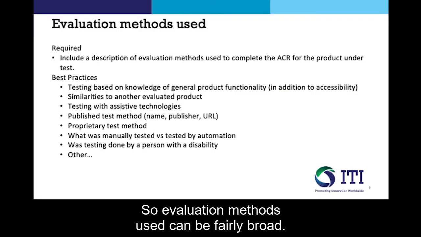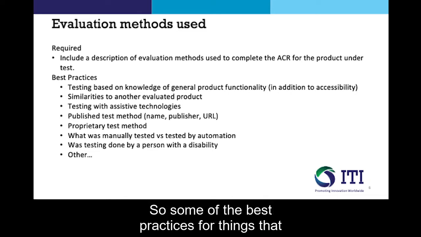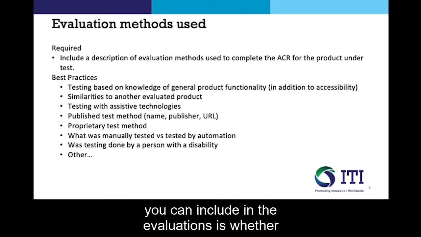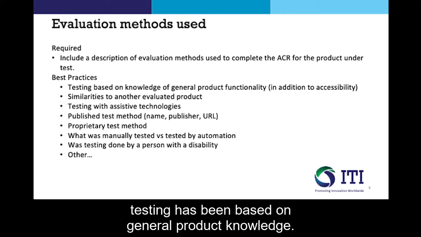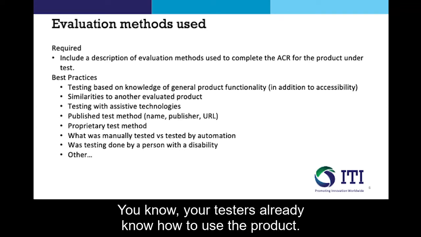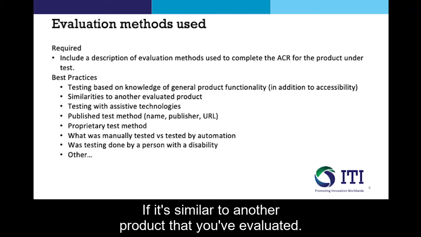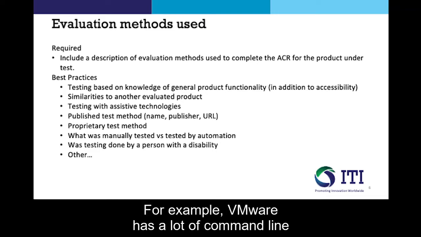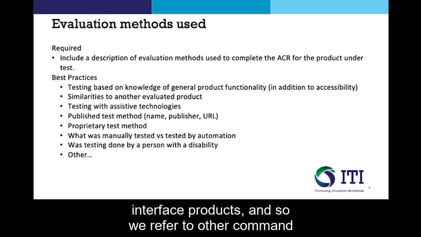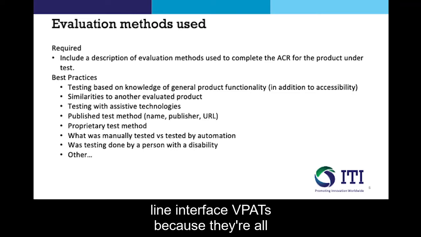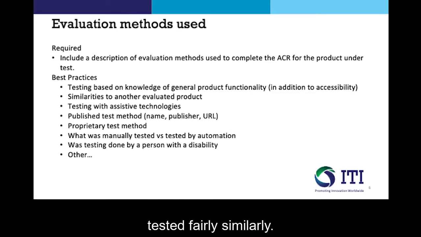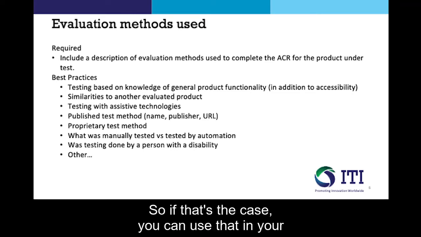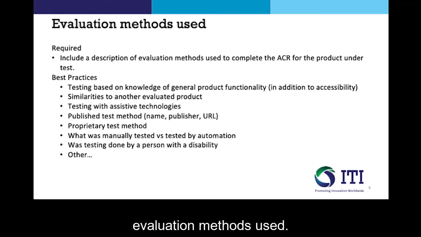So evaluation methods used can be fairly broad. Some of the best practices for things that you can include in the evaluations is whether testing has been based on general product knowledge. You know, your testers already know how to use the product, or it's similar to another product that you've evaluated. For example, VMware has a lot of command line interface products, and so we refer to other command line interface VPATs because they're all tested fairly similarly. So if that's the case, you can use that in your evaluation methods used.